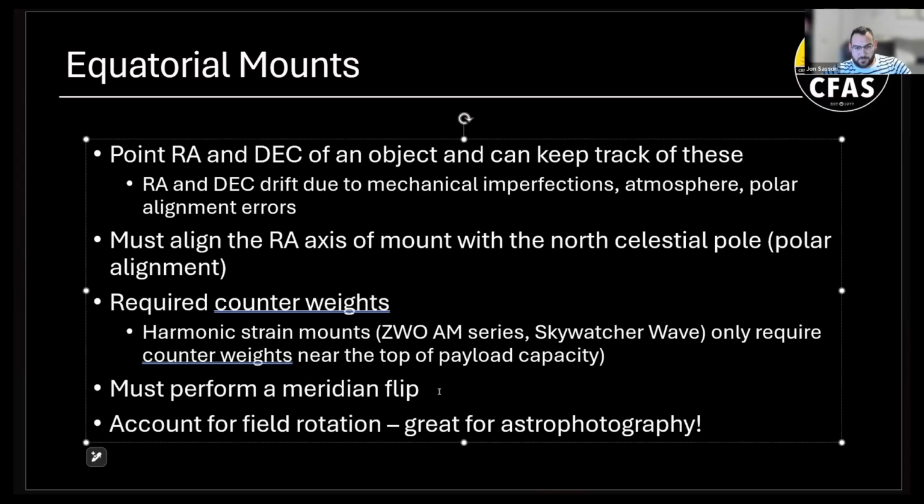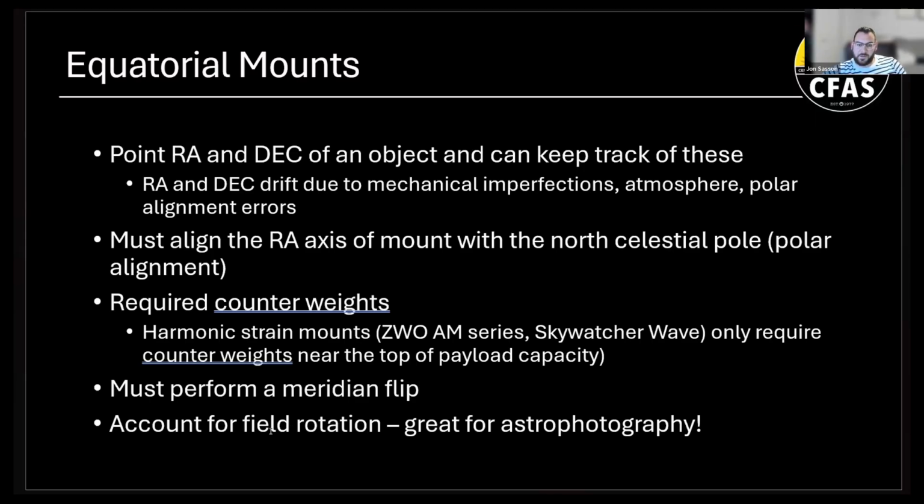These also need to perform a meridian flip, right? So when your object crosses the meridian, your telescope will be basically pointing to the zenith, and unless you rotate it to the other side, it's going to keep going and eventually crash into your mount or your tripod. So when the object crosses the meridian, you need to perform a meridian flip. Again, if you're using a computer, it'll do it automatically.